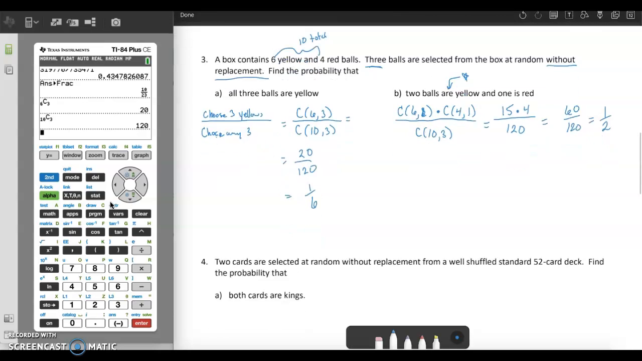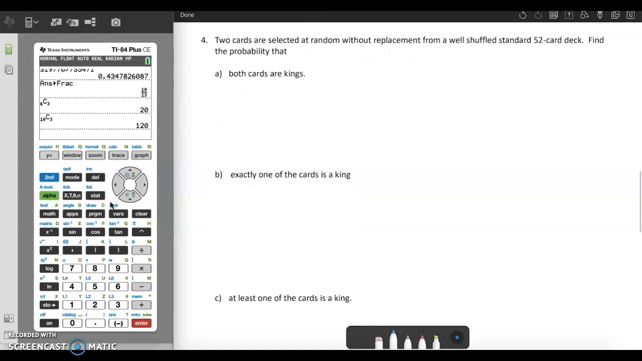Okay, what about the next example? 2 cards are selected at random, without replacement again, from a well-shuffled standard 52 card deck. Find the probability that both are kings. So again, we are just choosing 2, so order is not important.